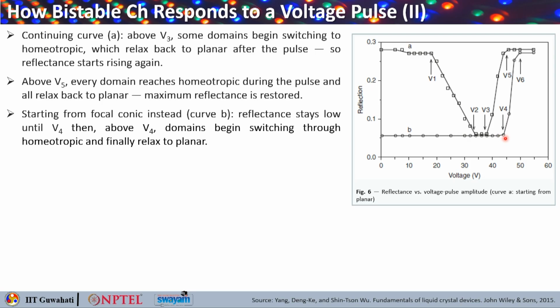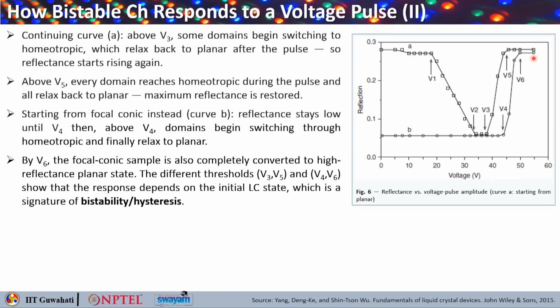Only after V4 you will see that in the focal conic state the transmission is the dominant one, so reflectance is low. Only after V4 you will see the domains begin switching through homeotropic and then finally to the planar state, and that is why it is going to approach there. By V6 you will see that the focal conic sample is also completely converted to the high reflectance planar state.